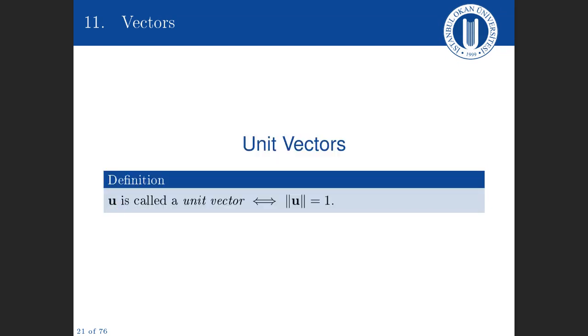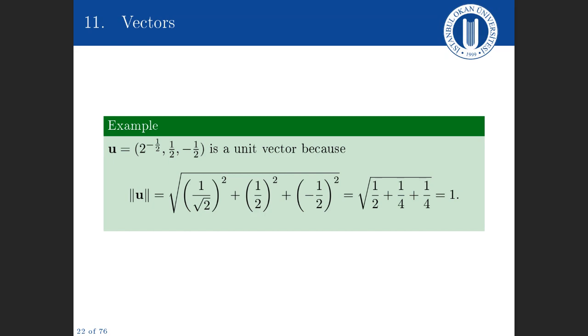Next idea, unit vectors. A vector u is called a unit vector if and only if the norm of u is equal to 1. That's what it means. It just means the length is equal to 1. So for example, I'm saying that the vector with components minus a half, a half, minus a half is a unit vector. And to show that that is true, we calculate the norm of u. We put the numbers in. Now I'll leave this for you to check. And we get 1. It's equal to 1, therefore it is a unit vector.